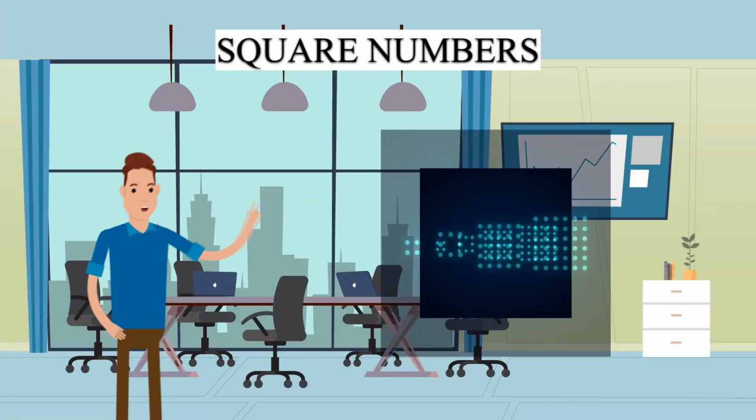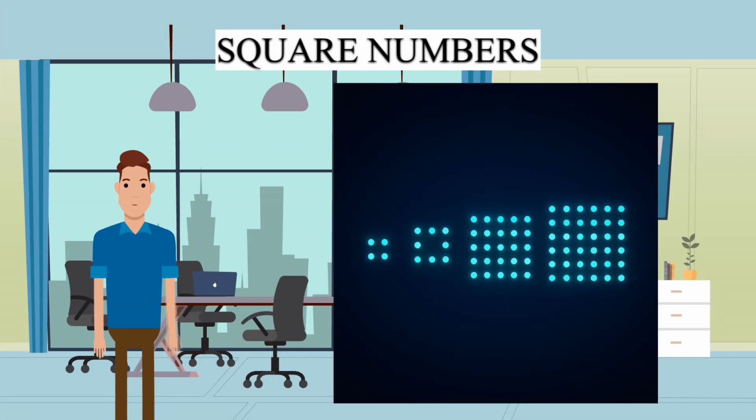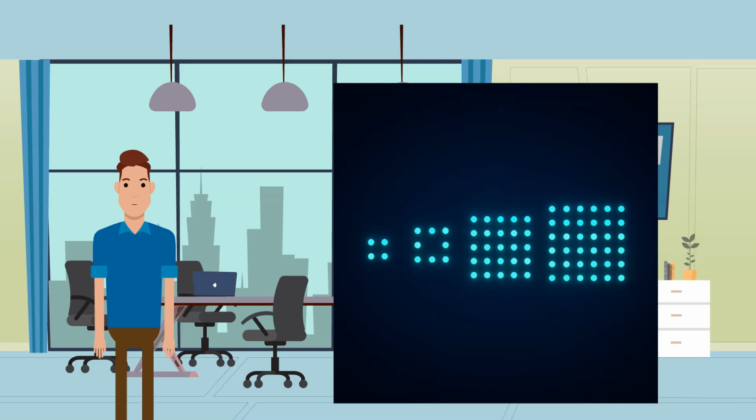Square numbers are created when a number is multiplied by itself. For example, 2 multiplied by 2 equals 4. So 4 is a square number. Let's look at a few more. 3 squared equals 9. 4 squared equals 16. 5 squared equals 25. The first few square numbers are 1, 4, 9, 16, 25, 36, and 49. They're called square numbers because they can be arranged into perfect square shapes.